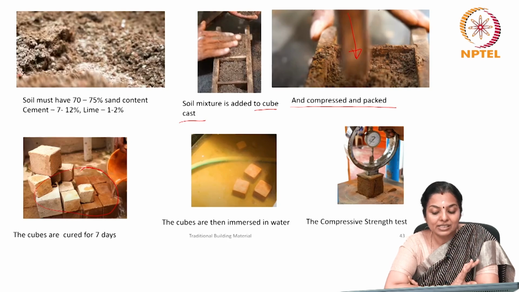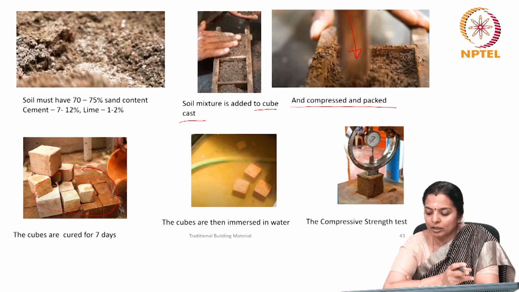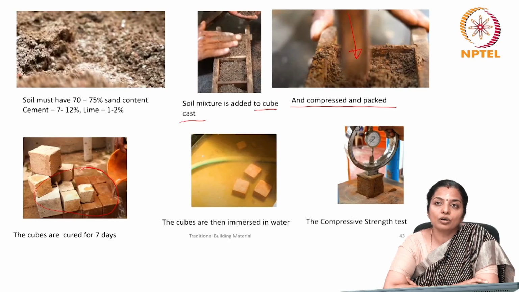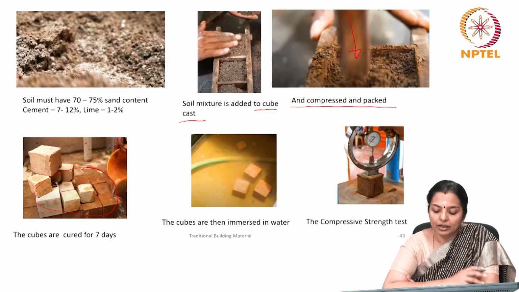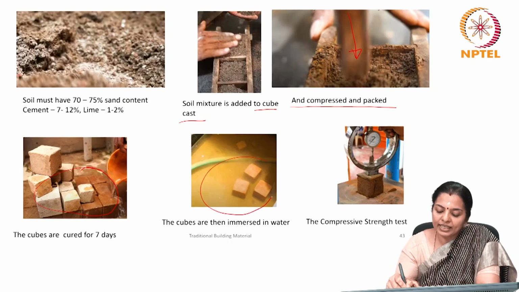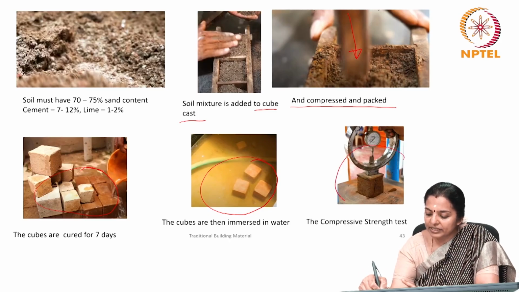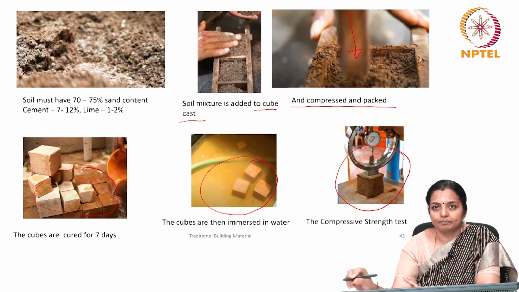And you cure it for 7 days by layering it with a wet jute gunny bag or a cloth or something. And then these can be immersed under water for 72 hours to understand whether it will disintegrate or stay stiff. Then a compression, also it has cement, so adding it, keeping it under water will cure it better. And then a compressive strength test is done.